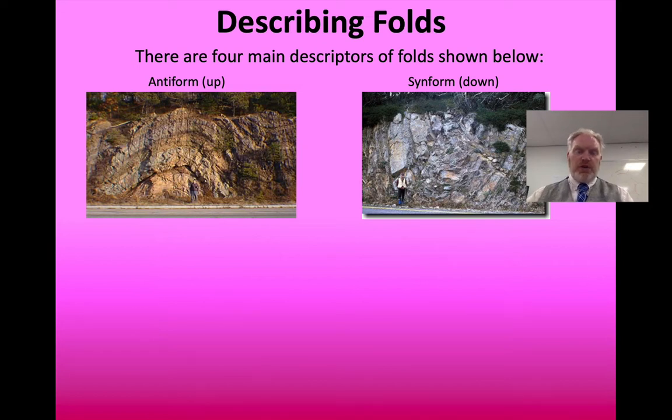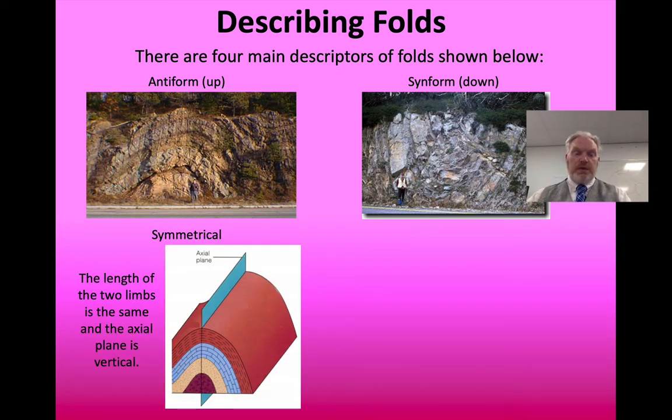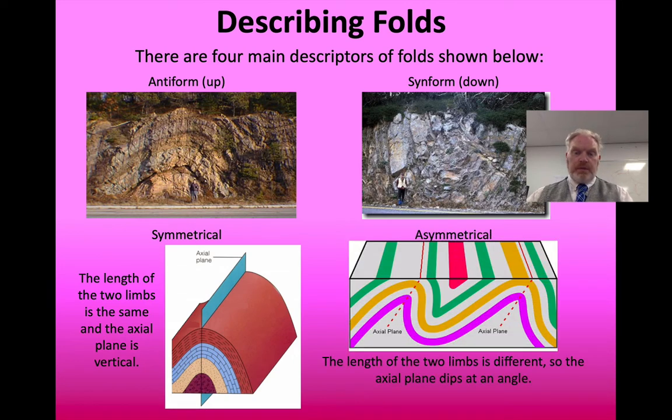There are some other terms we can use as well, where we have folds that are symmetrical, where the length of the limbs is the same, and the axial plane, which is an imaginary surface that joins all the hinge points together, that will be vertical. An asymmetrical fold, though, we can see the length of the limbs is different, and as a result, the axial plane will also be inclined at an angle.